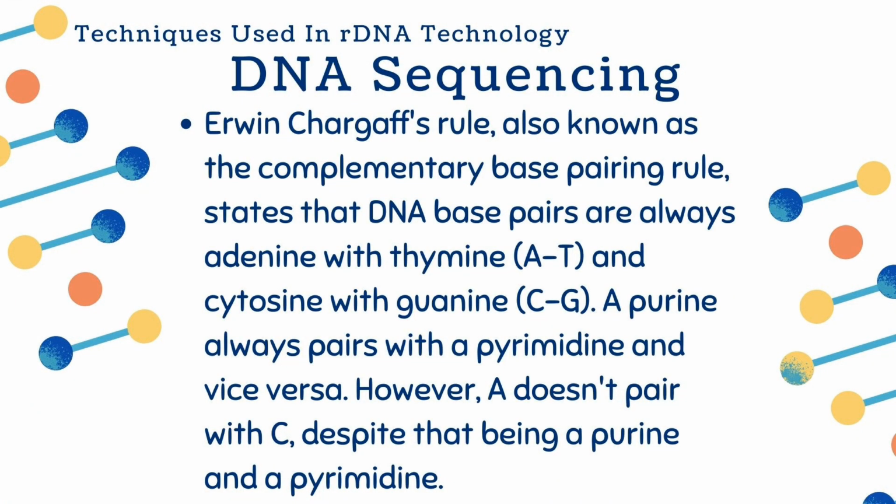Dumako naman po tayo kay Erwin Chargaff's rule, also known as the complementary base pairing rule. It states that DNA base pairs are always adenine with thymine, the A-T, and cytosine with guanine, C to G. A purine always pairs with a pyrimidine and vice versa. However, A doesn't pair with C despite that being a purine and a pyrimidine.